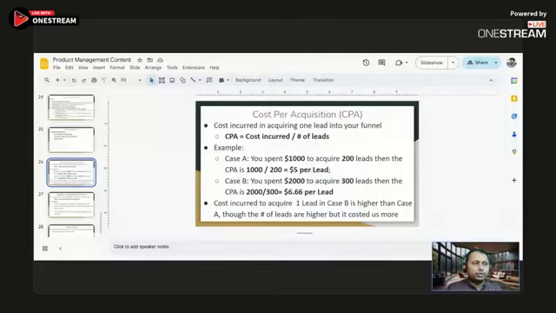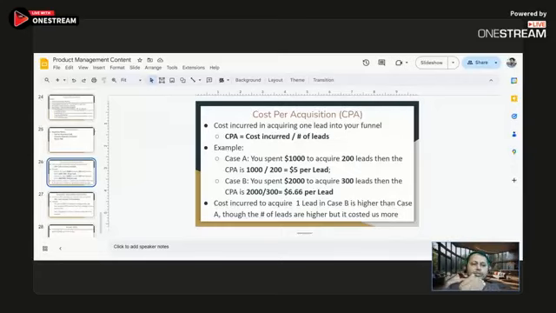For that, we have the formula. What you see on the screen is that cost per acquisition or cost per lead comes from the cost incurred divided by the number of leads. For example, in case A, you spend $1,000 to acquire 200 leads. For a month of marketing campaign, you have spent around $1,000 and you have got 200 leads into your funnel.